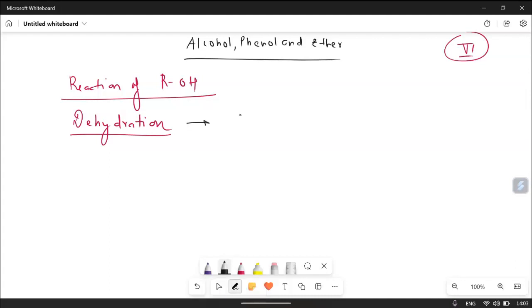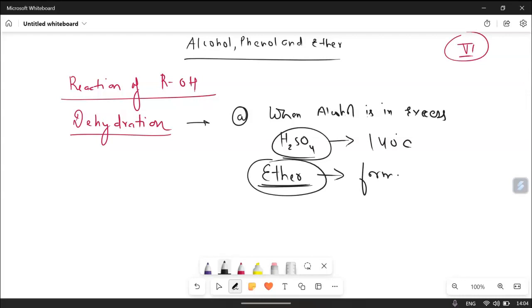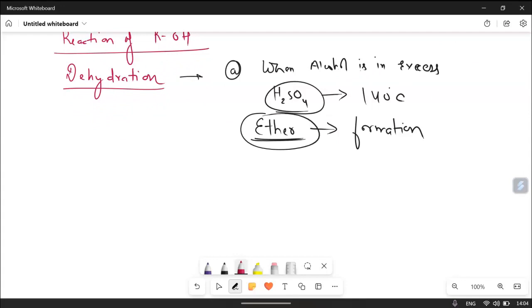So it is basically two types, which we have already discussed. When alcohol is in excess and H2SO4 is added to it as a dehydrating agent, at 140 degrees Celsius temperature, then the formation of ether is done. Let me remind you again, the formation of ether is here. So this reaction goes like that.